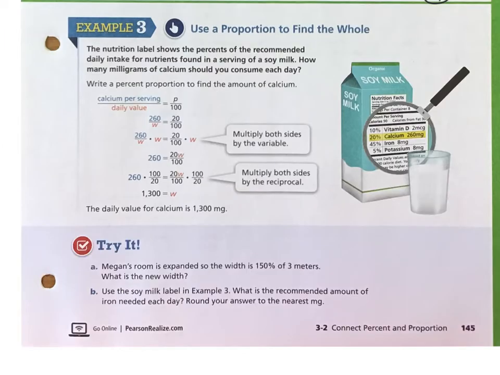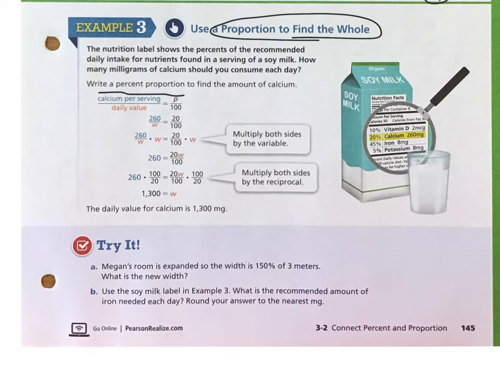Example 3 asks us to use a proportion to find the whole. So this time we're going to be looking for the number that's on the bottom of our ratio instead of the number that's on the top. So this time we're looking for the one whole. The nutrition label shows the percents of recommended daily intake for nutrients found in a serving of soy milk. How many milligrams of calcium should you consume each day? Write a percent proportion to find the amount of calcium.